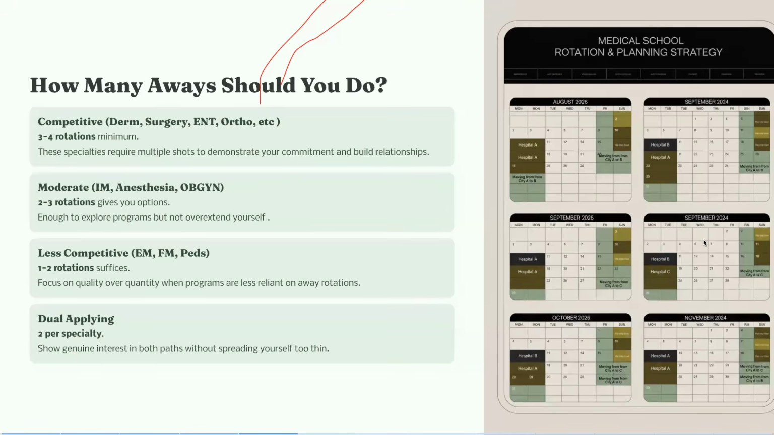When I decided to do an away, I was thinking about, do I want to do an away rotation at a place that I really want to match at, or do I want to do an away rotation at a place that I'm going to get a strong letter of recommendation from, or some combination of both? Is it going to be a place where I already have a mentor? I ended up doing 3 away rotations, and I think for IR, it is recommended to do at least 2 to 3.